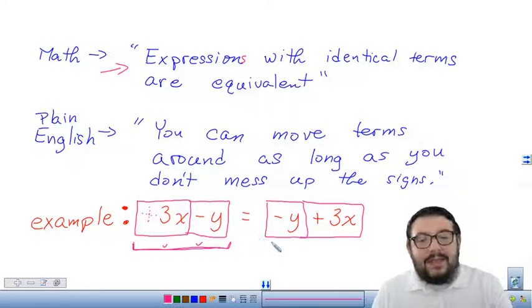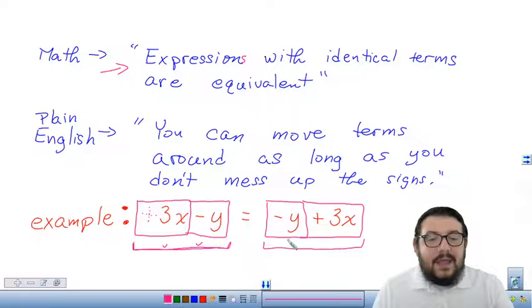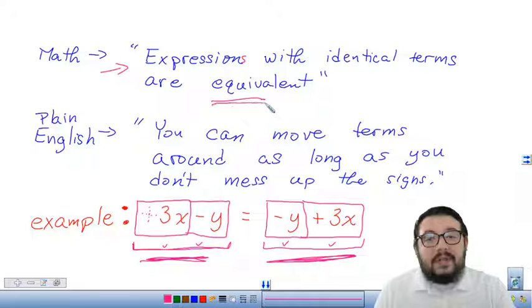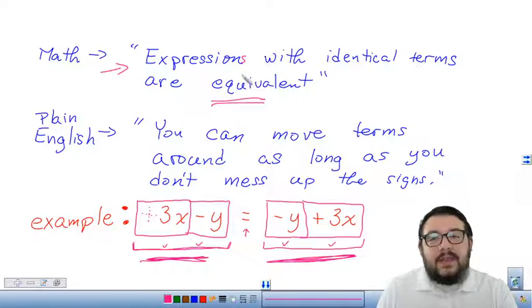But now let's look at this expression. It also has a negative y, and look, it also has positive 3x. And guess what? These two expressions, this one and this one, are what they call equivalent. Equivalent means equal. And you can kind of see the word equal started there.